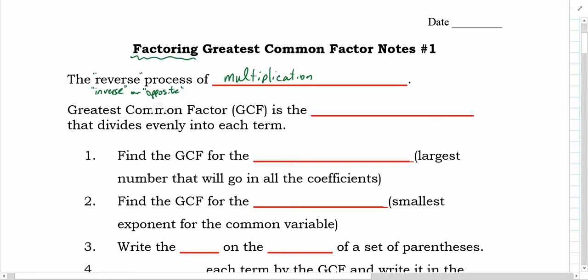The greatest common factor, or GCF as we call it, is the greatest or largest factor, the greatest or largest factor that divides evenly into each and every term.